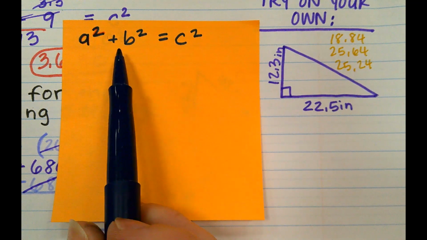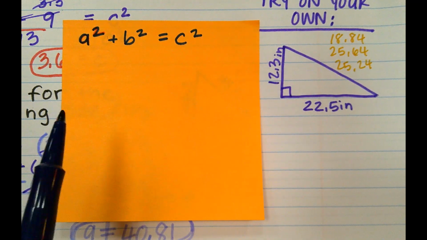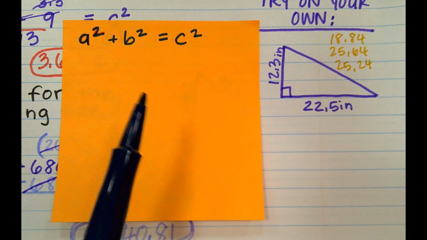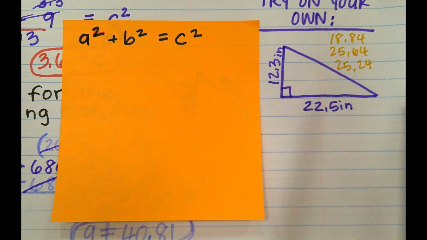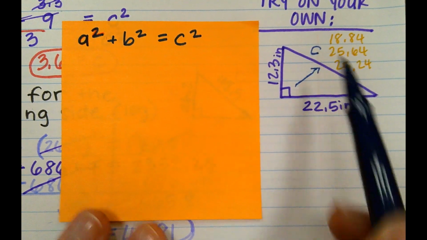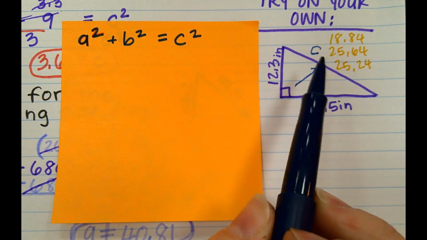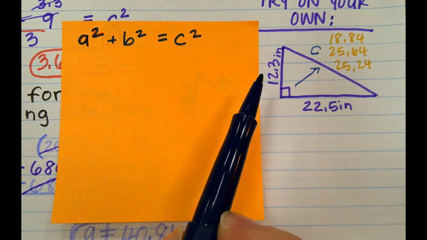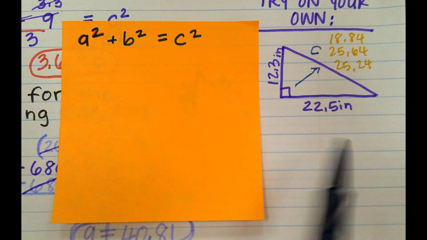B is one of them. Now, which one is always C? The hypotenuse, that longest side, that's the one right across from 90. So we actually don't know C yet. Don't know C yet. So we actually need them to be in A and B. Our legs are A and B.